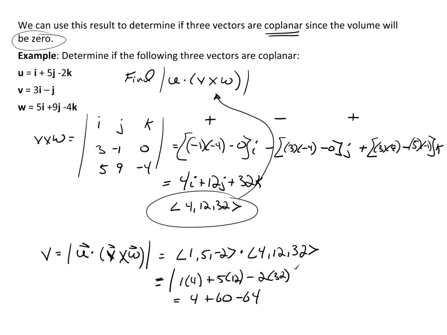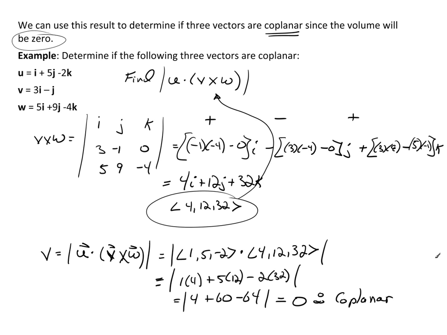I guess I really should have the magnitude of this, but like I said, all I'm interested in is whether this thing is 0 or non-zero. And this is 0. Therefore, we can say these three vectors are, in fact, coplanar.